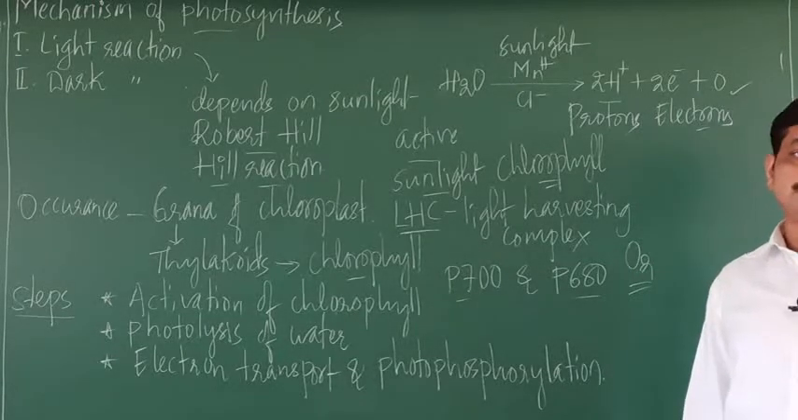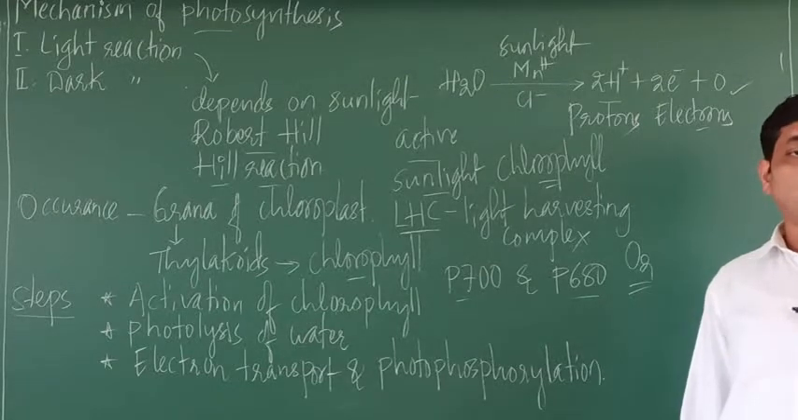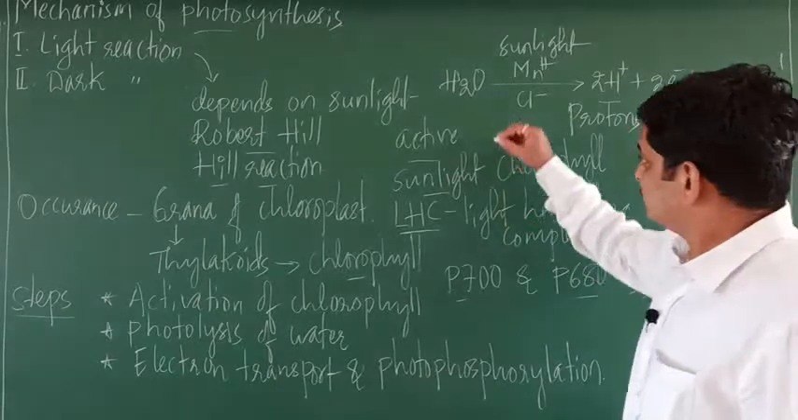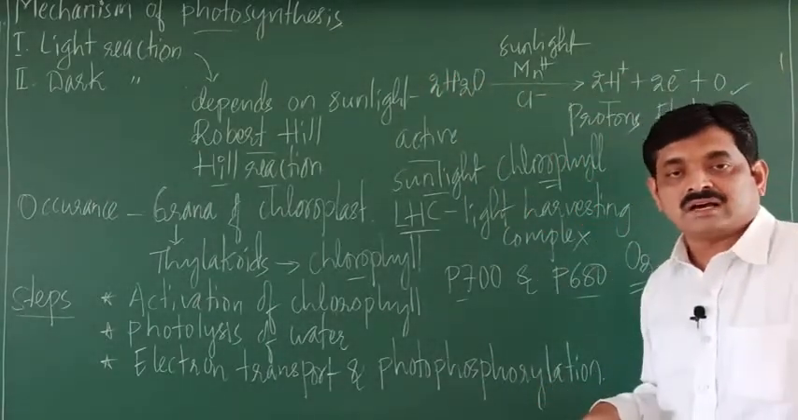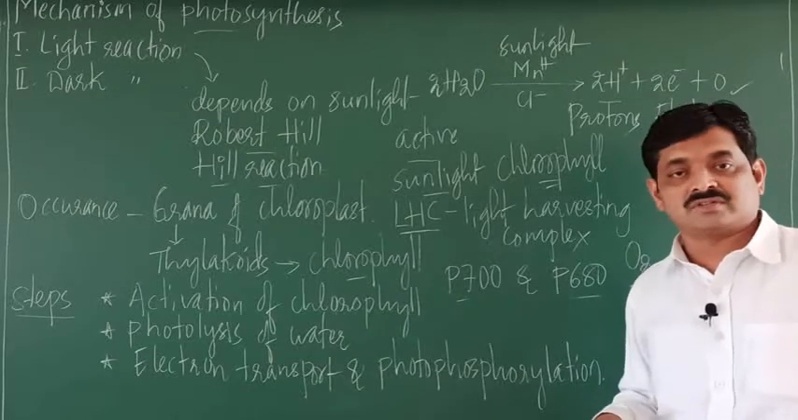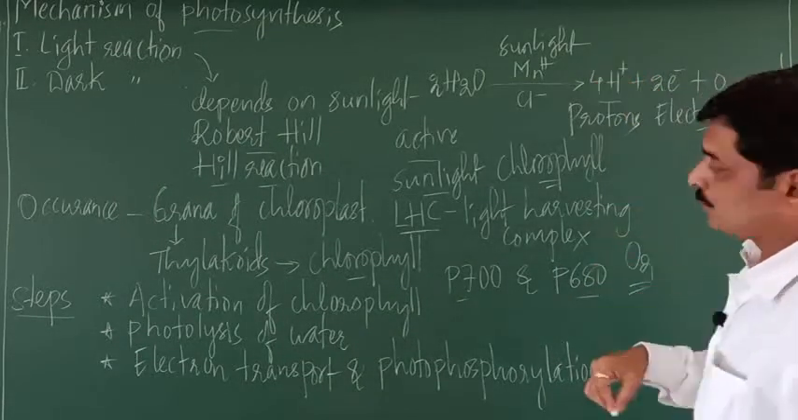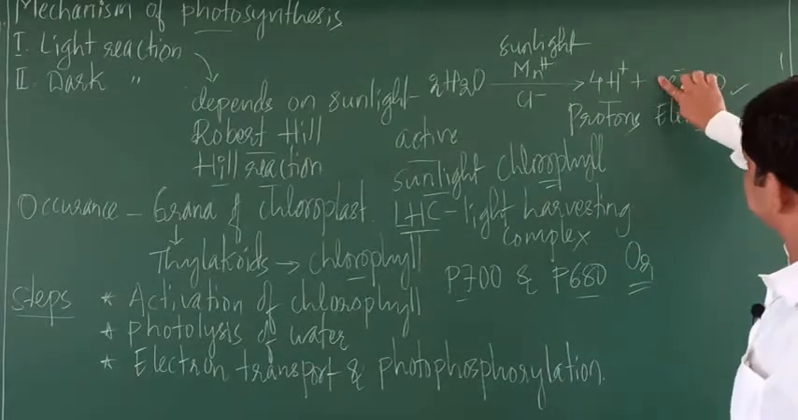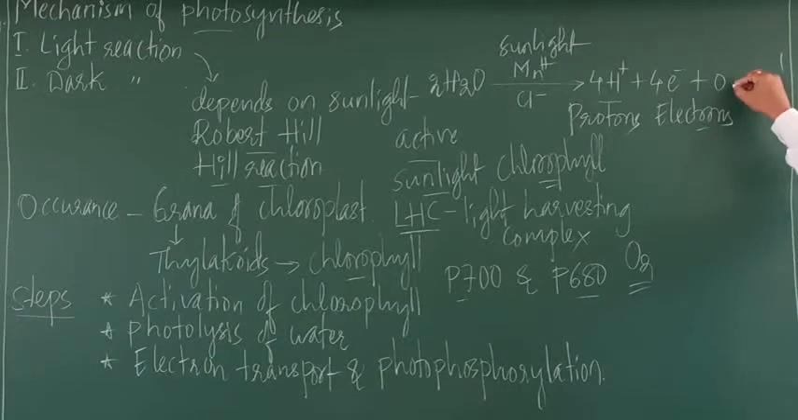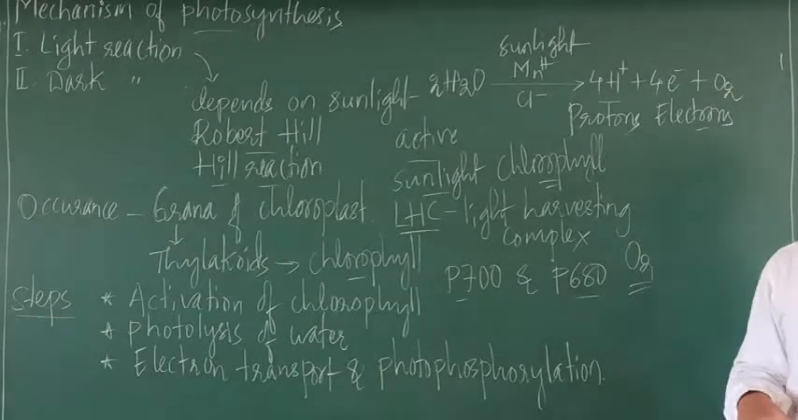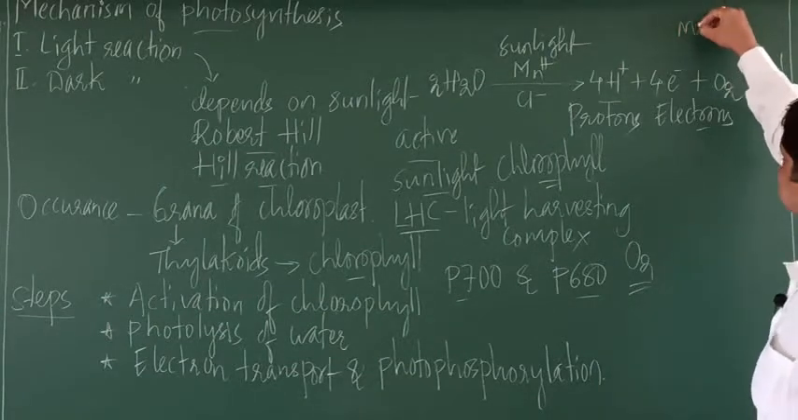So to produce 1 molecule of oxygen, 2 water molecules are required. So we can make it like this. 2 water molecules are photooxidized in the presence of sunlight. So here it will become like this: 4 protons, 4 electrons, and now this is 1 molecule of oxygen.